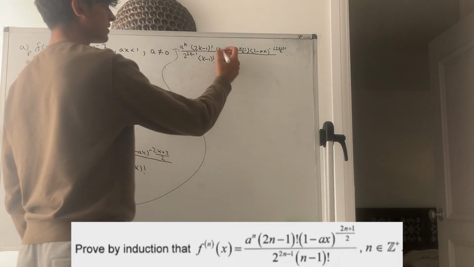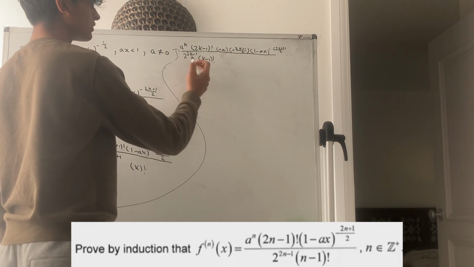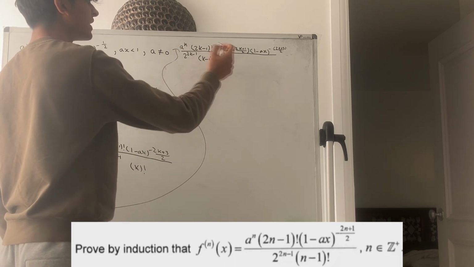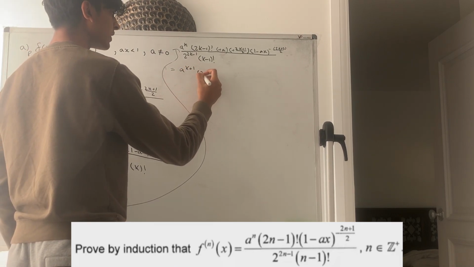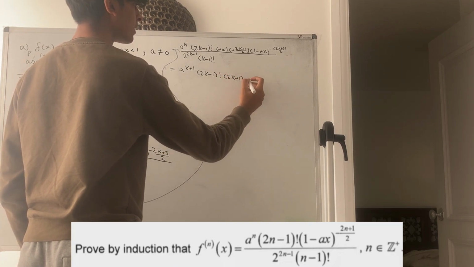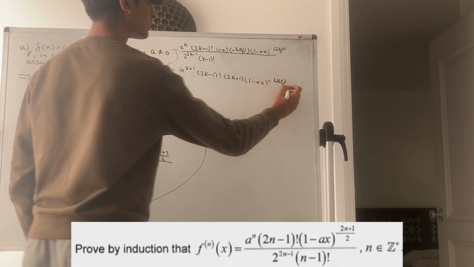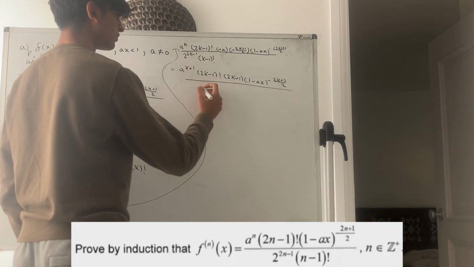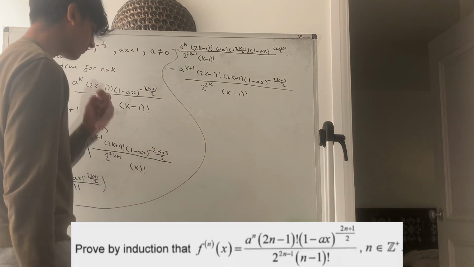And now what I can do is this minus and this minus are going to cancel out. I'm dividing by 2 here, so I can take that 2 over here and make it 2 to the 2k minus 1 times 2, so it'll be 2 to the 2k. And this a and this a is going to make a to the k plus 1. So that is equal to a to the k plus 1 times 2k minus 1 factorial times 2k plus 1 multiplied by 1 minus ax to the minus 2k plus 3 over 2 all over 2 to the 2k minus 1 times 2 is 2 to the 2k times k minus 1 factorial.